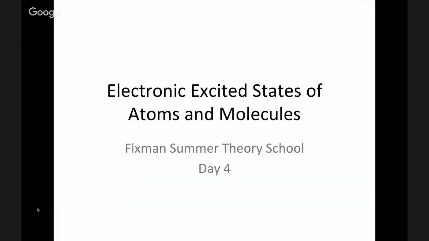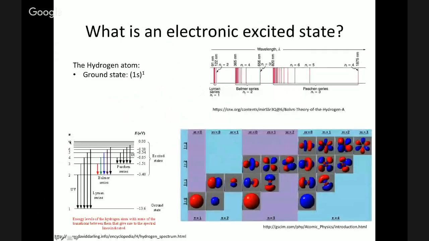All right, so electronic excited states of atoms and molecules. What is an electronic excited state? So this is a picture, some various pictures of, on the bottom right, hydrogen-like orbitals. And on the top right and bottom left are two different depictions of the, sorry, this is being annoying.